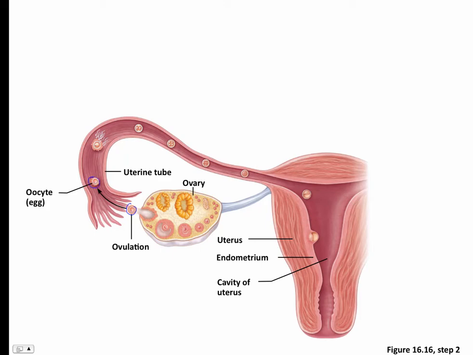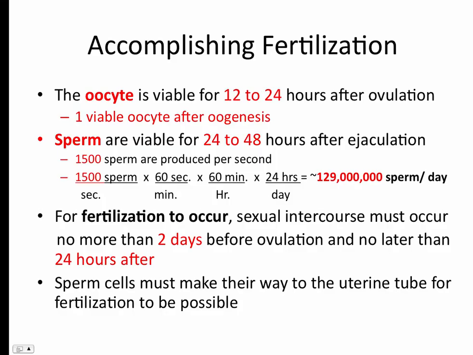So here it is, and as it waits for the sperm to come, the sperm's going to come into this region over here. So let's get started with fertilization. This secondary oocyte that has just been ovulated is viable only for 12 to 24 hours after ovulation. And once again, the one oocyte that matures the fastest is going to be the one that's ovulated. So there's only one viable oocyte after oogenesis from one ovary.